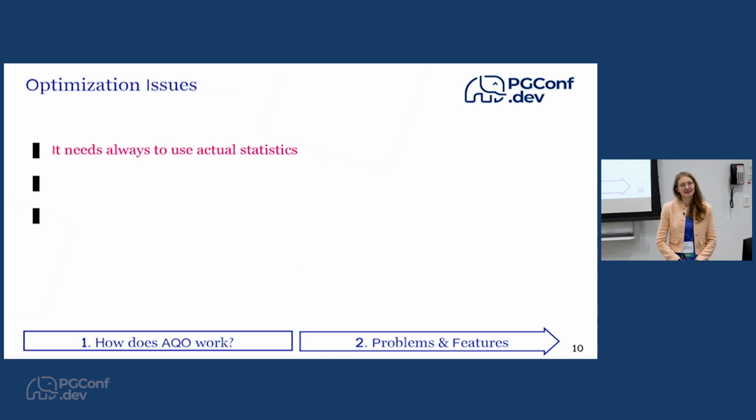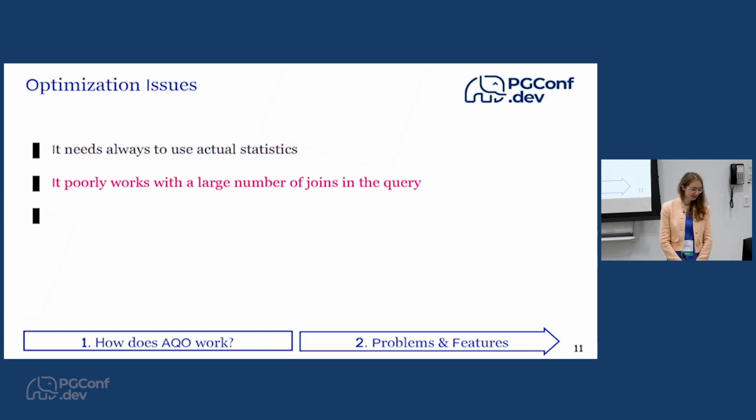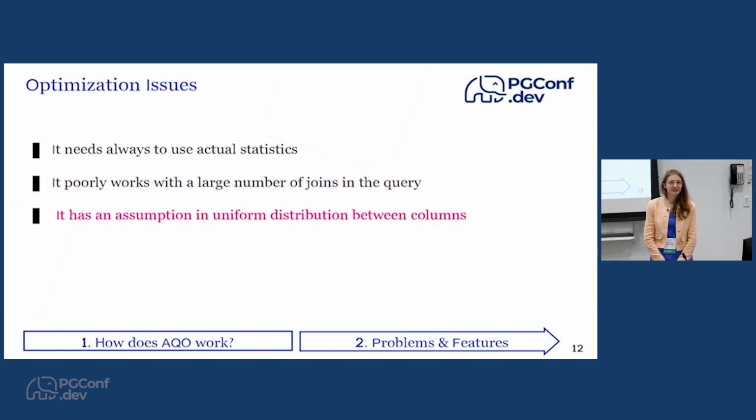Let's consider some optimization issues. Needless to say, the optimizer has some problems related to cardinality estimation. So it always needs to use actual statistics to avoid them, and it works perfectly with a small number of joins in the query, but unfortunately it has an assumption about uniform distribution between columns.